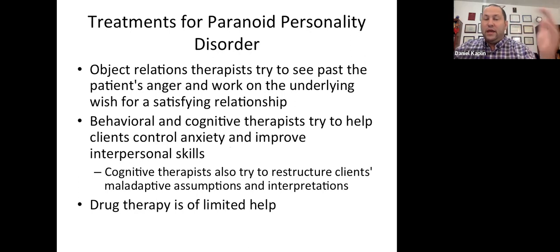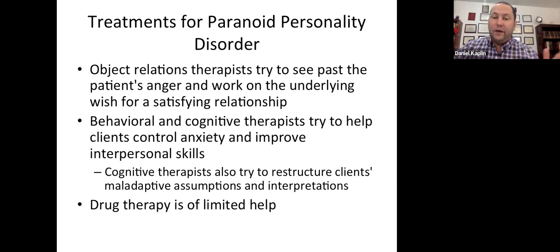If we think about psychodynamic principles, the object relations therapists are going to try and see past a patient's anger because they're just projecting that onto you. And you're going to ignore that so that you can get to the underlying goal or desire to have a meaningful, satisfying relationship. We have to uncouple the fear of punishment and retribution that they might have experienced in early childhood. They might project that onto us or transfer that onto us. But if we can see past that, we can help them.